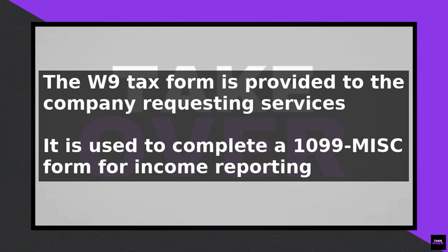To complete a W-9 tax form, you will need to provide accurate and up-to-date information. Here's a step-by-step guide to help you fill out the form. Start by entering your name and business name. Then provide your address and taxpayer identification number. Next, check the appropriate box to certify your tax classification, such as individual, sole proprietor, or single-member limited liability company.